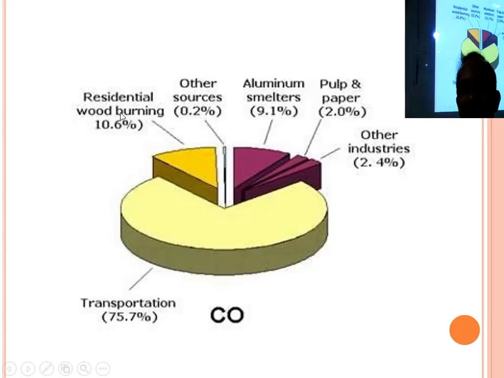So for carbon monoxide, these are the different percentages from different sources. Transportation 75%, residential wood burning 10%, other. Just have a look. Pie chart. A pie chart makes things very clear, isn't it? So that's why I prefer pie chart. Bar chart is also good, but pie chart I prefer. Just for your rough, overall idea, which one is contributing towards carbon dioxide emission? How much is coming from which sector?